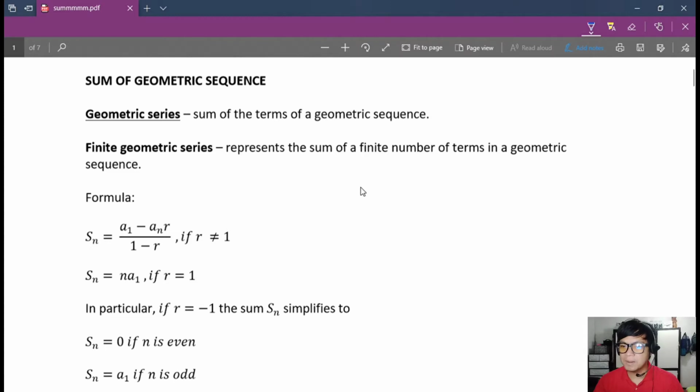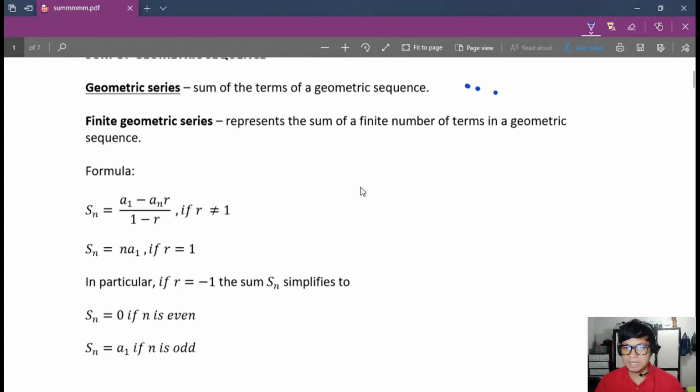Ang infinite, meron tayong makikita na triple dot. The triple dot means the sequence goes beyond the numbers indicated sa ating example. So, we will discuss one by one. Unahin muna natin yung finite geometric series.